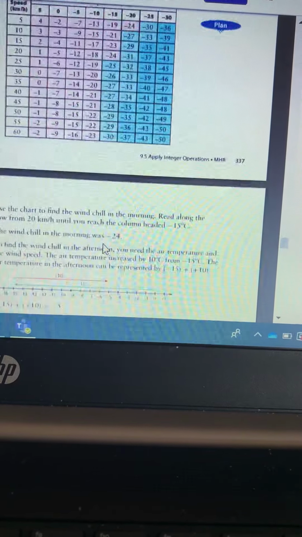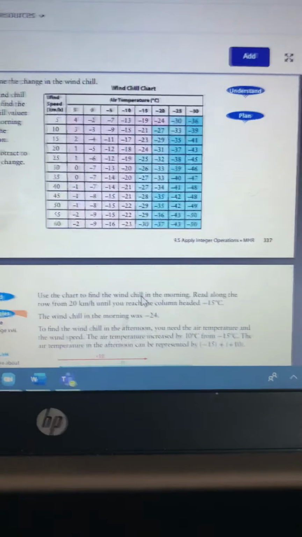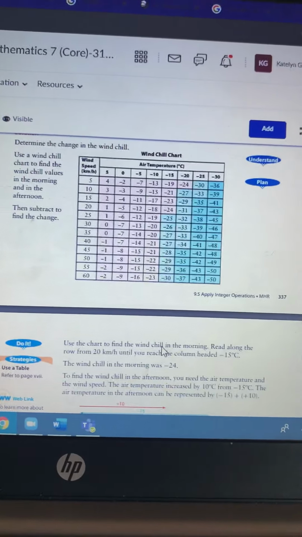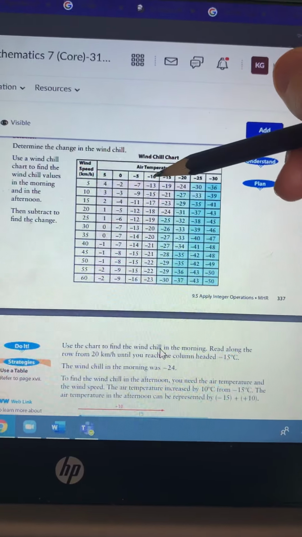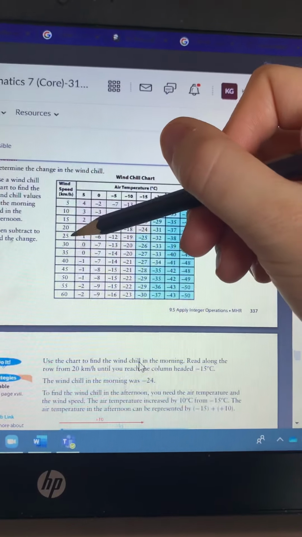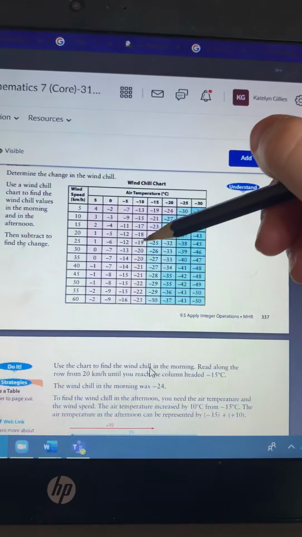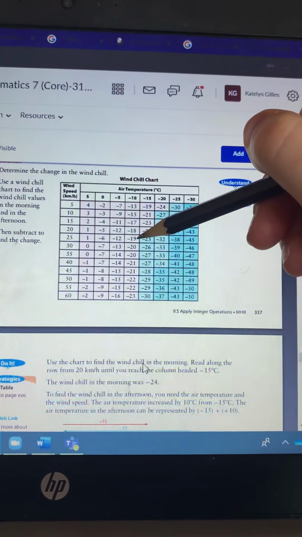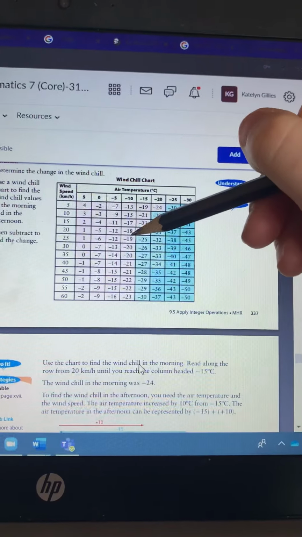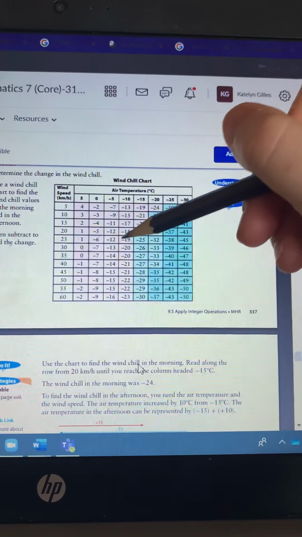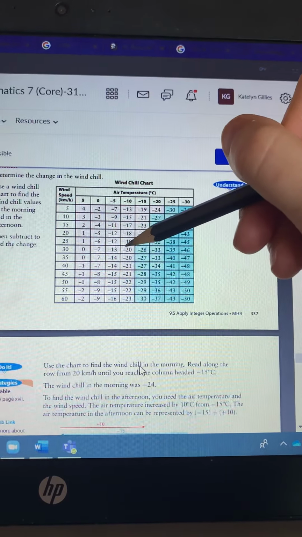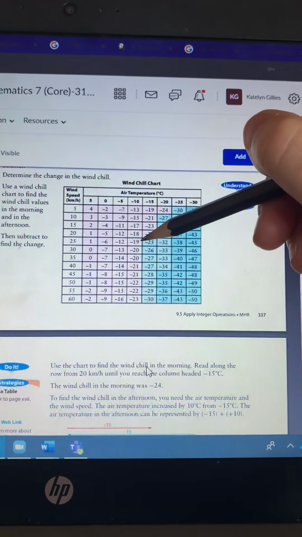So for this one, I had to go up a couple pages because they made me this lovely chart. So first they tell me that my air temperature is negative 10 degrees and my wind speed is 25 kilometers an hour. So I know that if I go to negative 10 degrees and 25 kilometers an hour, they're telling me that the wind chill is negative 19 or minus 19 outside.